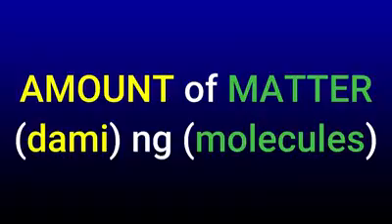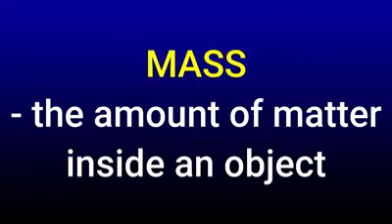In this lesson, when we say matter, ang tinutukoy natin ay yung mga molecules. So when we say amount of matter, ang sinasabi natin dito ay yung bilang or dami ng molecules. Again, mass is the amount of matter in an object or bilang ng molecules na nagsama-sama para mabuo yung object.